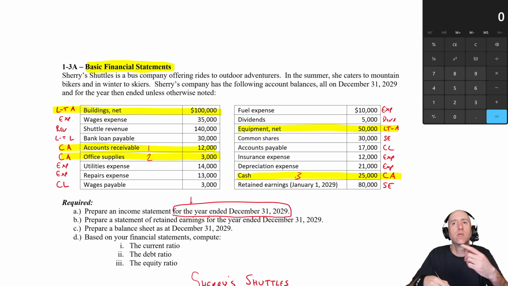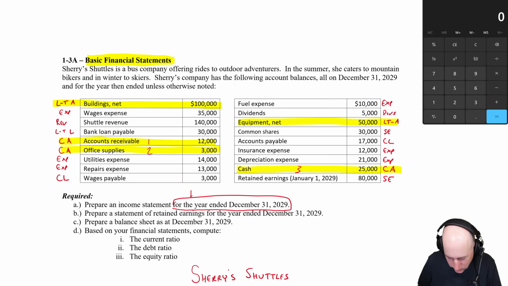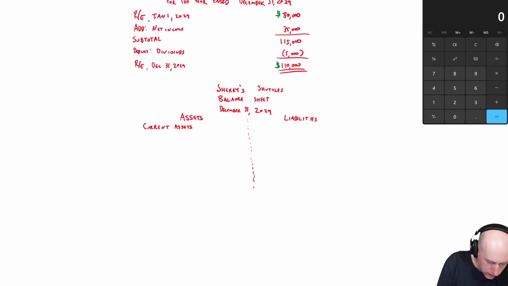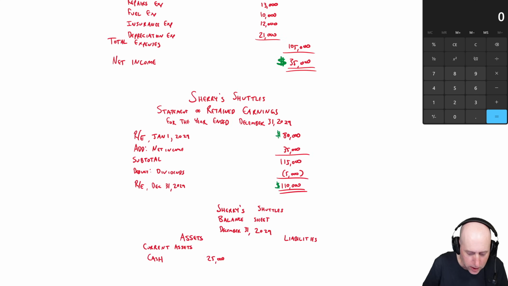Cash is constantly moving, and liquid means cash-like. So what's the most cash-like out of these 3? Cash is the most cash-like. So let's list cash first, $25,000. So current assets, and under current assets, I have cash, $25,000. Now I'm going to have a list in total, even among my current assets, as you will soon see. So I've got list on the left, total on the right.